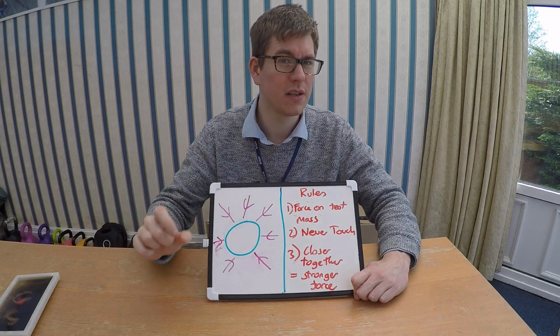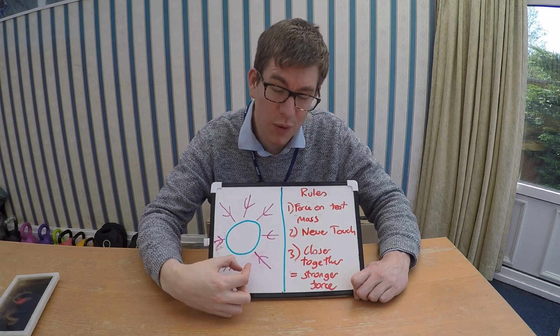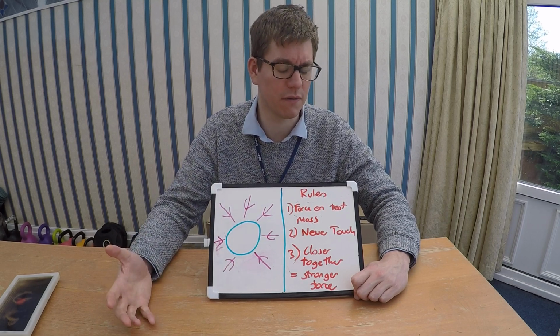But sometimes we might have a really heavy thing over here, in which case you'd have more field lines near the heavy thing, and fewer field lines near a lighter thing, and so on and so forth.